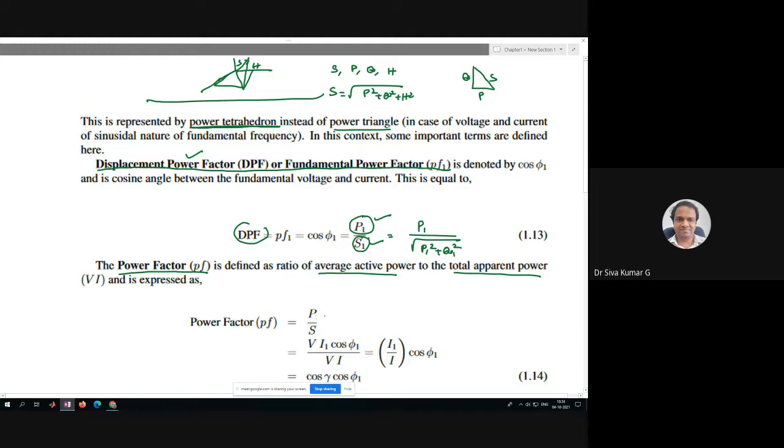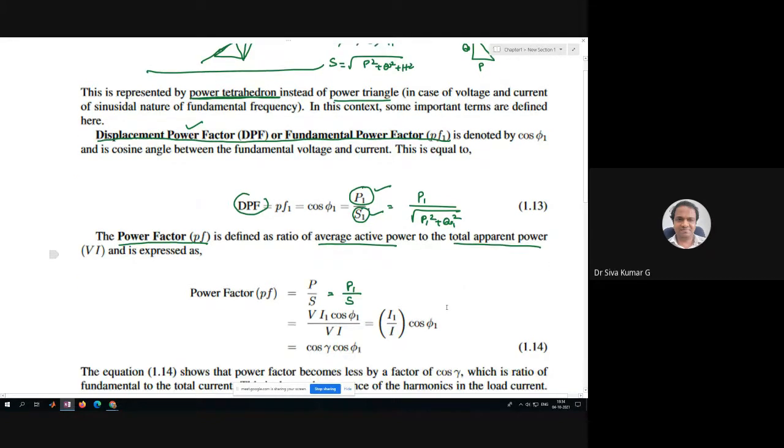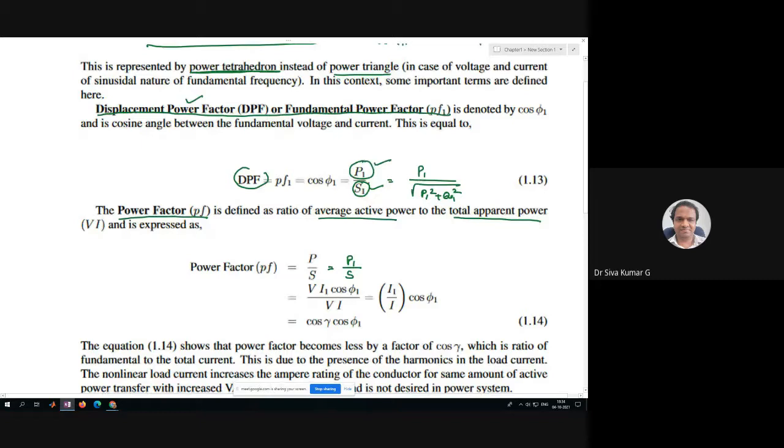Maybe you can, in this case, it is actually P by S, but in this case it is P1 by S. We can define it as V1 I1 cos phi 1 over V1 I, and then the V1 gets cancelled. We get I1 by I into cos phi 1. Whereas I1 by I is represented as cos gamma, and this one is anyway cos phi.